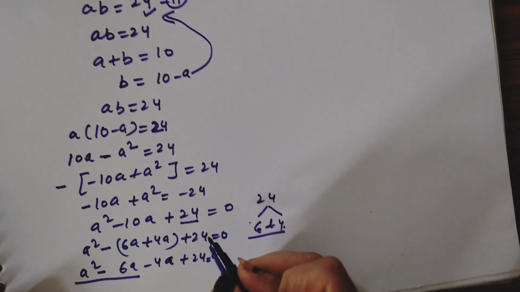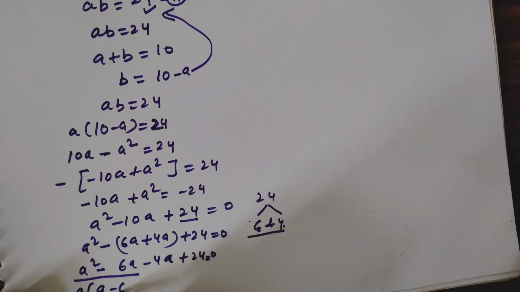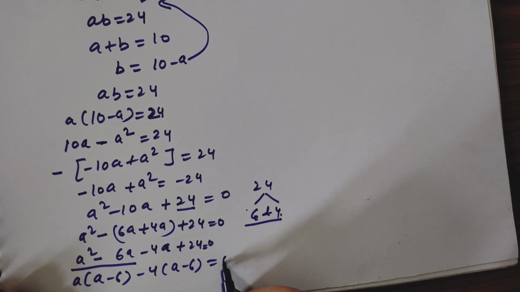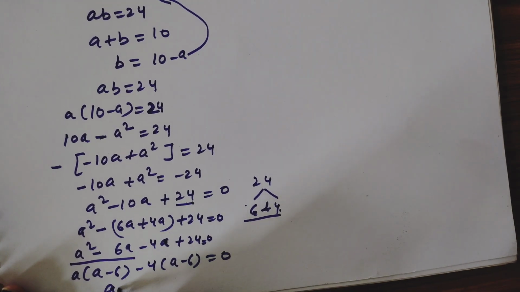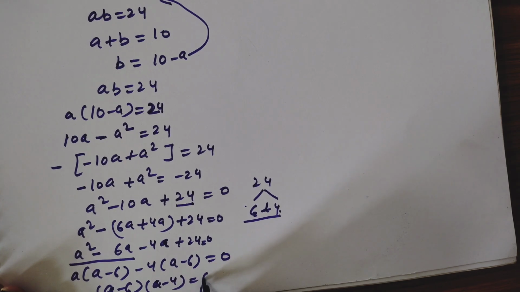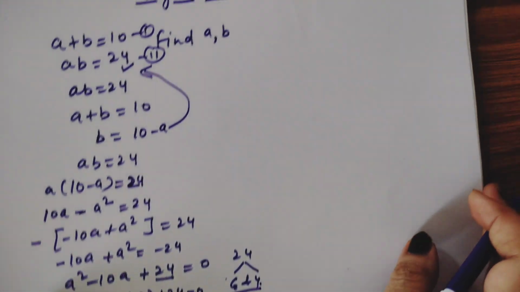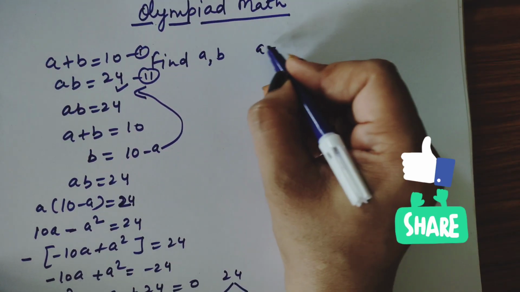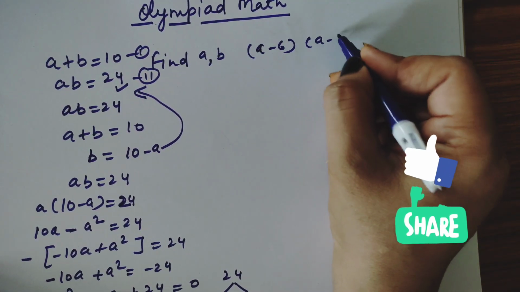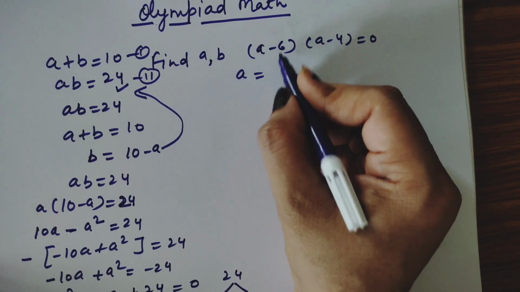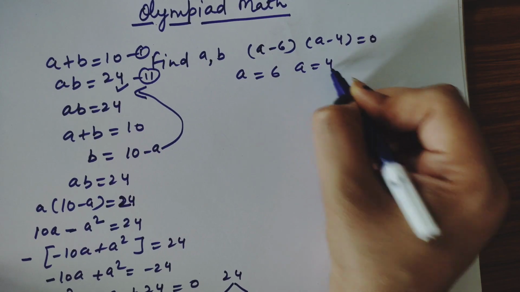You can see here that a is common, so a minus 6, and here if minus 4 is common, so a minus 6 equals 0. So a minus 6 is common in this expression, and here a minus 4 inside equals 0. There are two factors, a minus 6 and a minus 4, so obviously we got two values of a: a equals 6 and a equals 4.